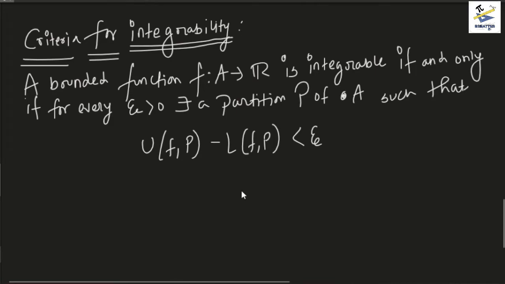So the upper sum of f comma P minus the lower sum of f comma P is less than epsilon. Let me restate it again. A bounded function f from A to R, where A is a subset of R to the power n, is integrable if and only if for every epsilon greater than 0 there exists a partition P of A such that the upper sum minus the lower sum is less than epsilon. Firstly, we do not need the modulus on this because the upper sum is always greater than the lower sum, so this quantity is always positive. And we want it to be less than epsilon for an arbitrary positive real number epsilon, and we want that there exists such a partition P of the rectangle A so that this happens.